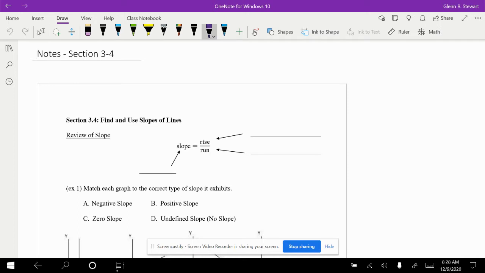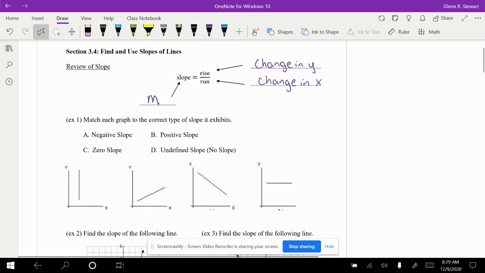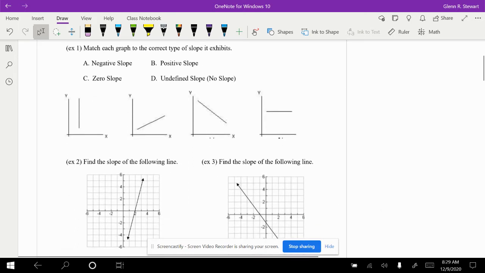Our slope can also be signified by the letter m. Our rise is our change in y values, and our run is our change in x. So throughout this video, remember that you can pause it, fast forward, rewind. Specifically pause, try the problems first from your notes, and then come back to the video and see the answers.